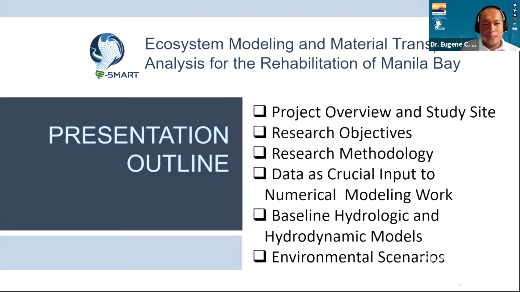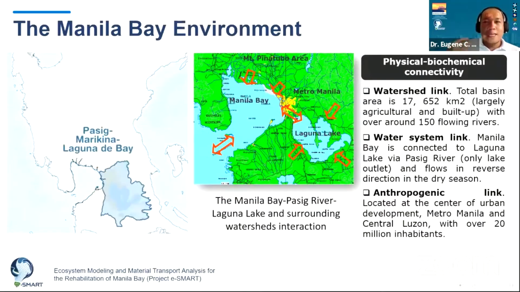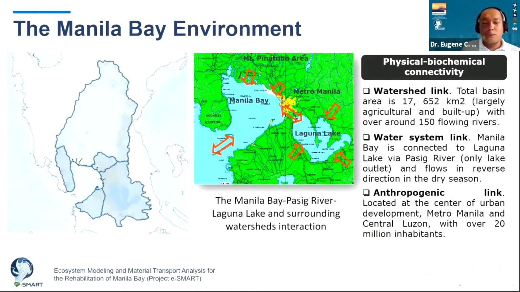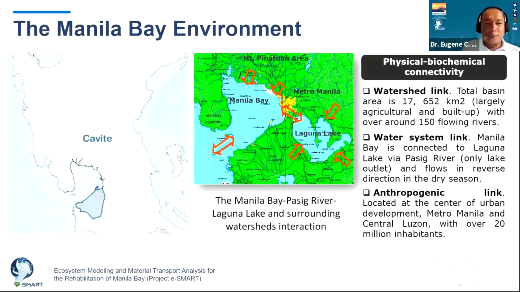To go through the presentation outline, I will quickly go through the objectives and methodologies of the project and then go straight to the output, meaning what have been discovered or what are the results based on the studies done by the project. And then come up with scenario analysis for us to better appreciate the results of Project eSmart.